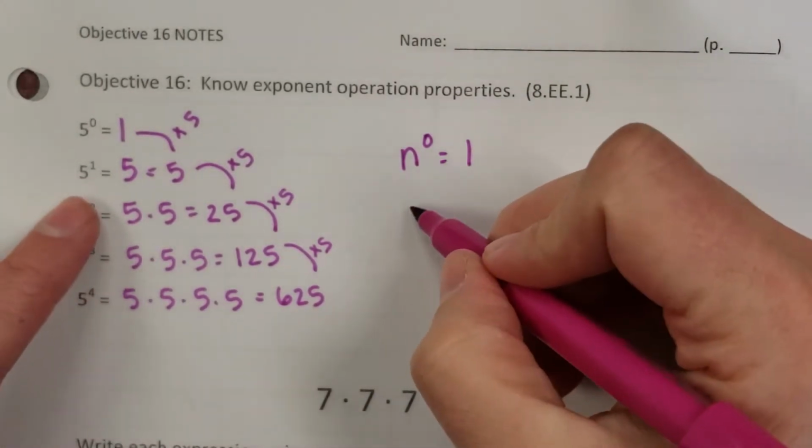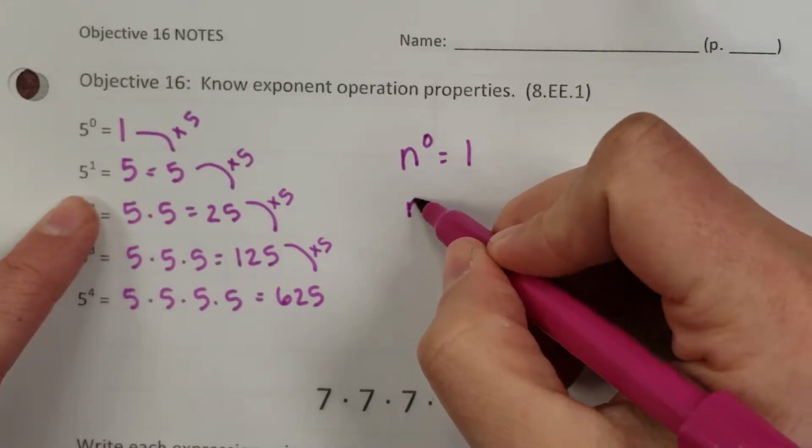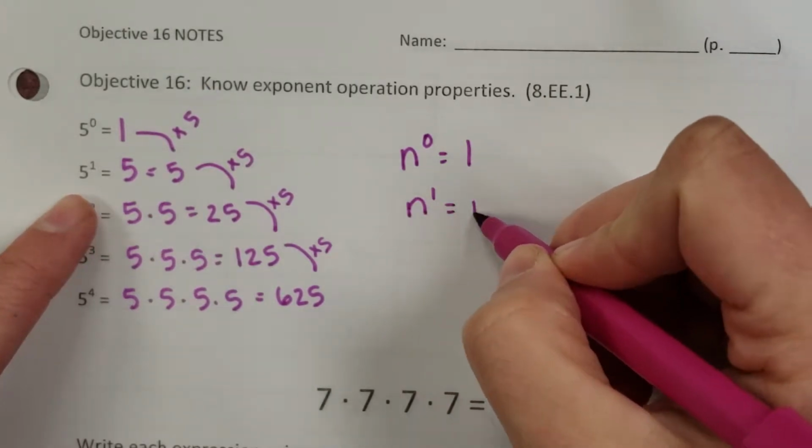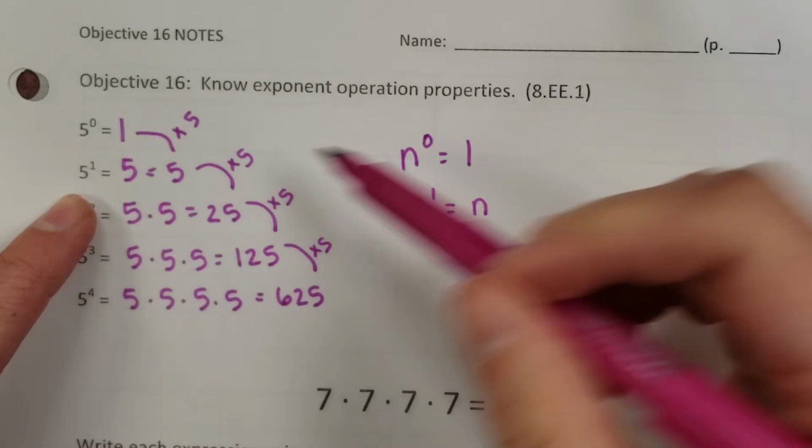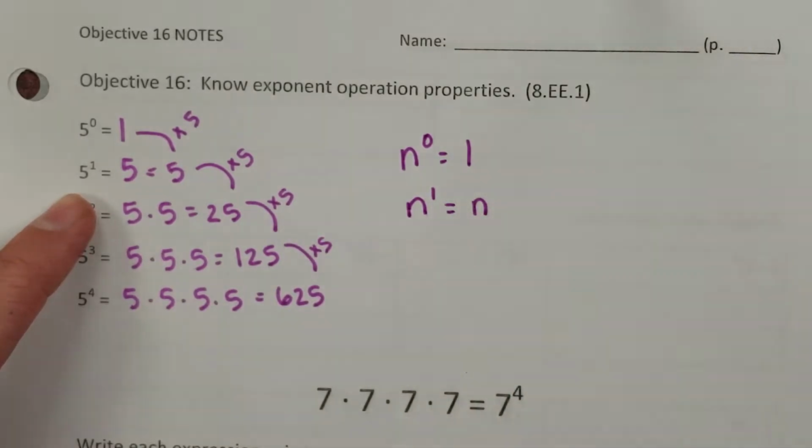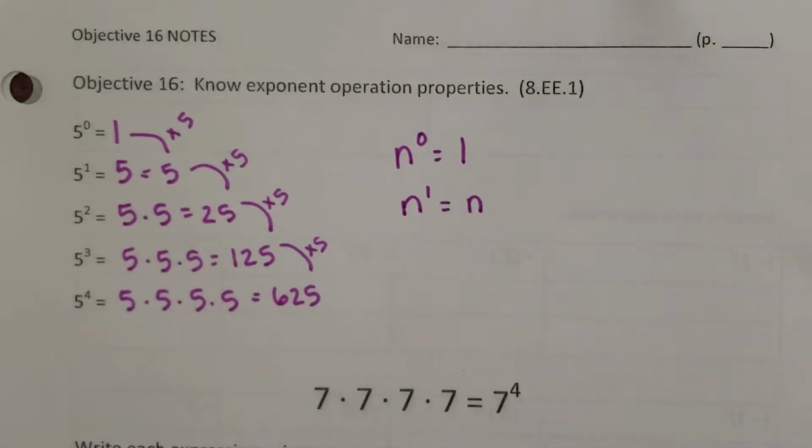And also, any number to the power of 1 is itself. So for example, 5 to the power of 1 is going to be 5. 10 to the power of 1 is going to be 10, and so forth.